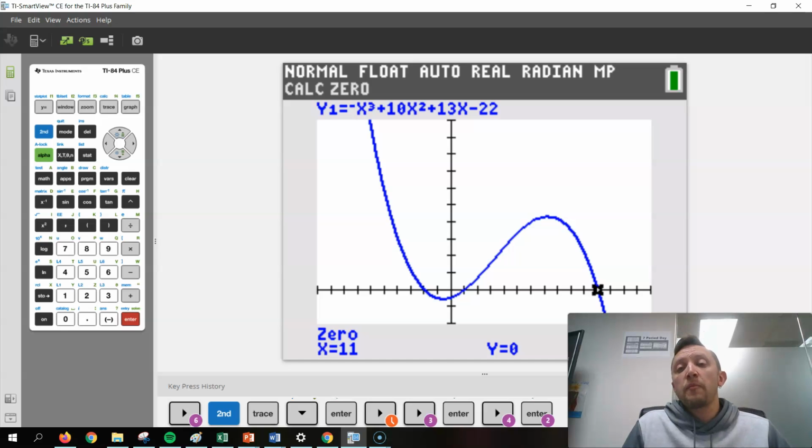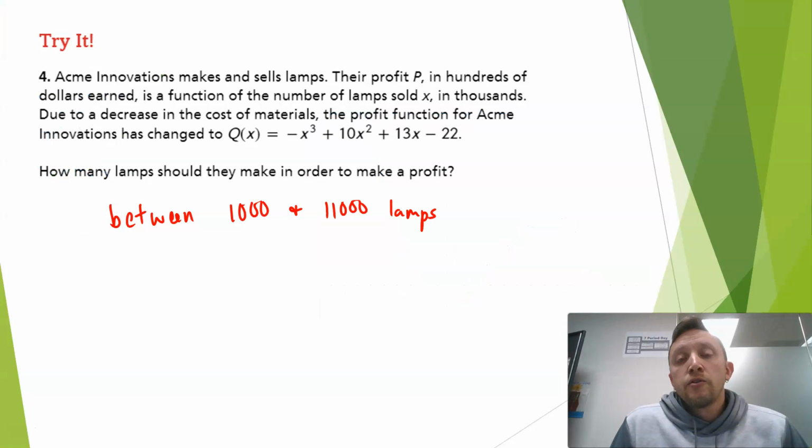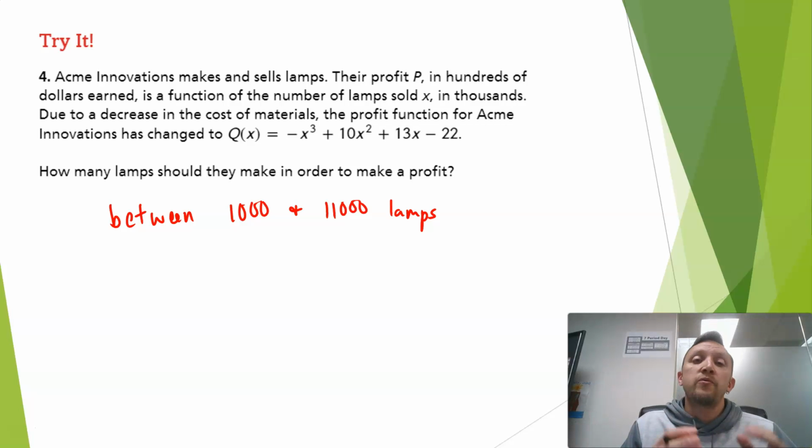So our two x-intercepts are 1 and 11. Now remember, this represents thousands of lamps. So between 1,000 and 11,000 lamps, we would have a profit. Let's go back to our presentation. So again, in the context of this problem, the 1 and the 11 represent between 1,000 and 11,000 lamps. That's how we'd want to write our answers.